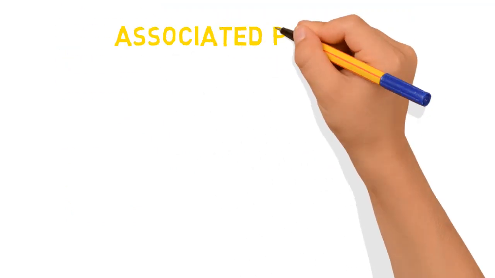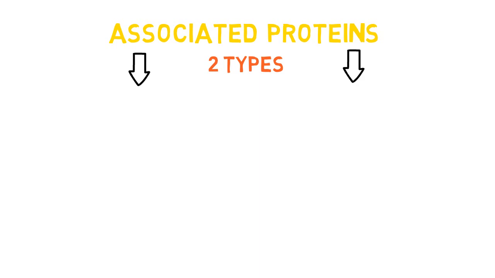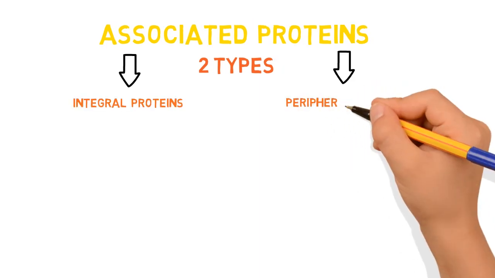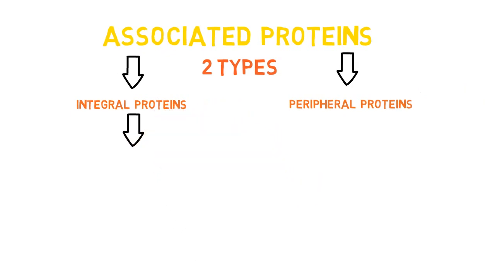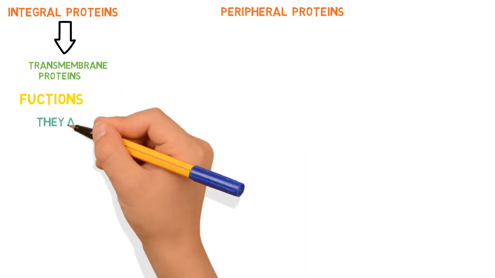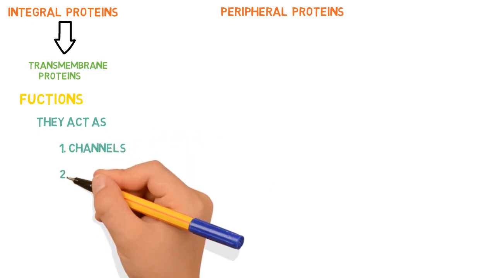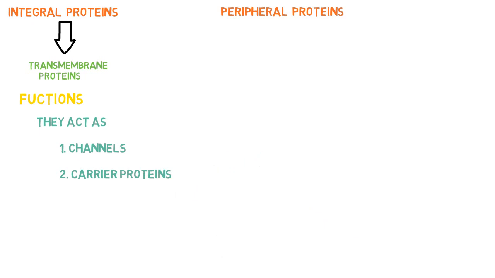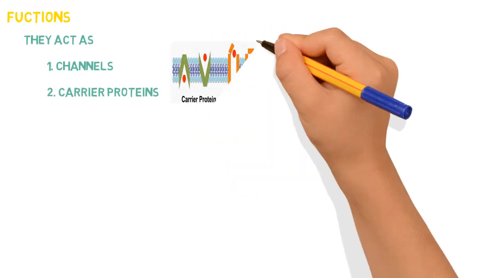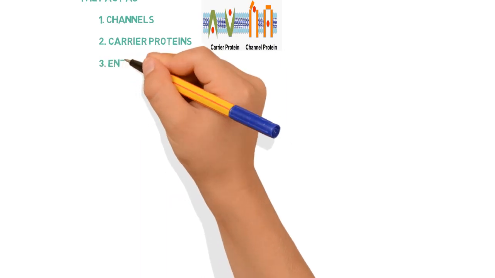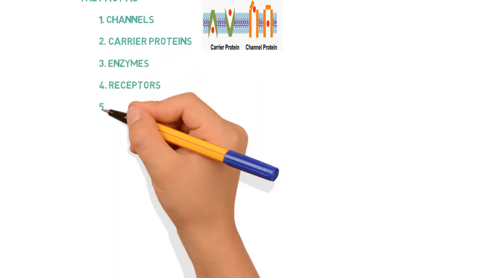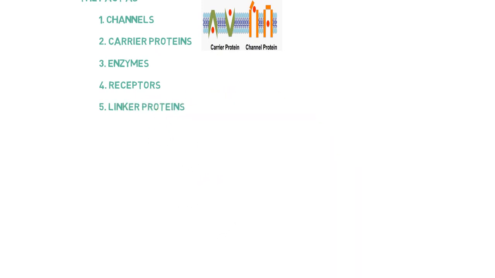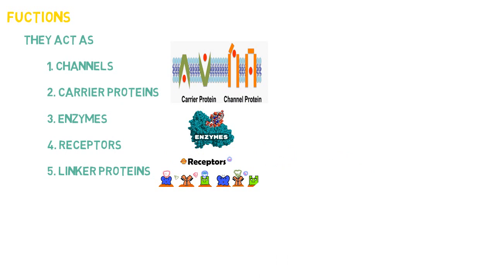Coming towards the proteins present in the cell membrane, there are two types of protein: integral proteins and peripheral proteins. Integral proteins are transmembrane proteins, which means they traverse the entire membrane. The functions of integral proteins are: number 1, they act as channels to pass water-soluble substances across the membrane. Number 2, they act as carrier proteins, which carry the substance, undergo change and shift the substance across the membrane. Number 3, they act as enzymes, and number 4, they act as receptors. Number 5, they act as linker proteins and bind the internal cytoskeleton with the extracellular matrix.